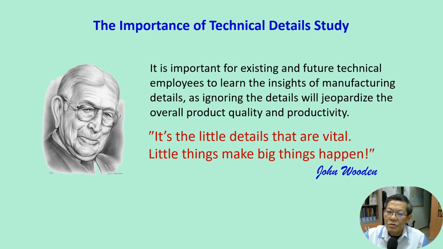Most technologists and technicians consider knowing other manufacturing variables beyond the scope of responsibilities are not essential. The truth is, it is crucial for them to learn the inside of manufacturing details, as ignoring the details will jeopardize the overall product quality and productivity. According to John Wooden, who was a very successful and famous head coach of the basketball team at University of California, he did say, "It is the little details that are vital. Little things make big things happen."